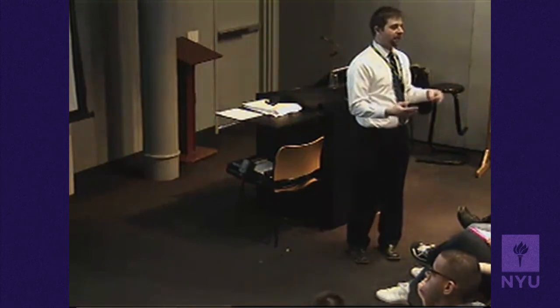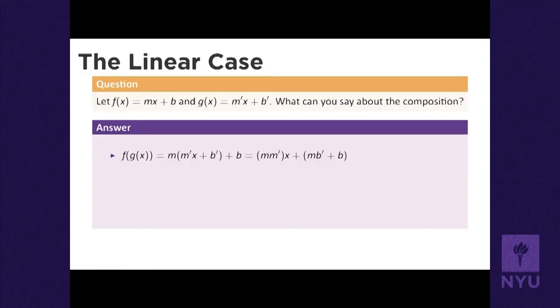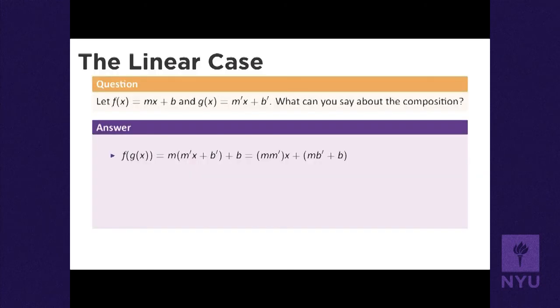We can't use m and b anymore because those were used for f, but we can call them m prime and b prime. So f of x is mx plus b, g of x is m prime x plus b prime. What can you say about the composition? Well, if you just formally compose them, f of g of x is m times g of x plus b. g of x is m prime x plus b prime. And if you multiply this out, you get m times m prime times x plus m times b prime plus b.